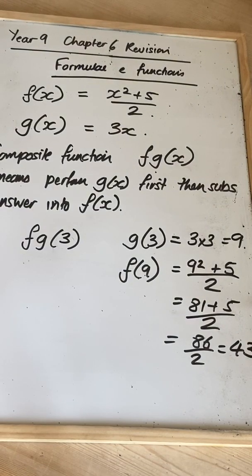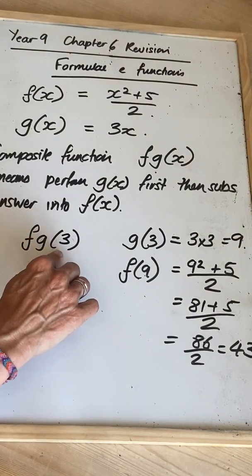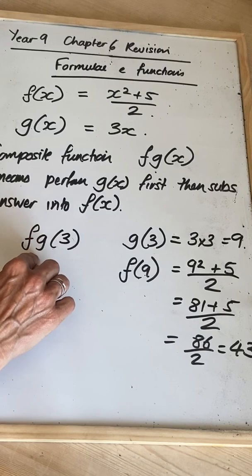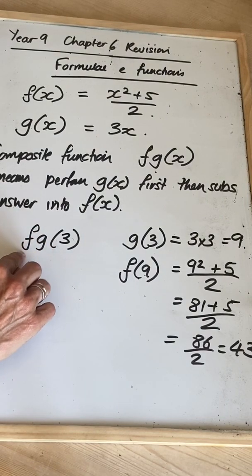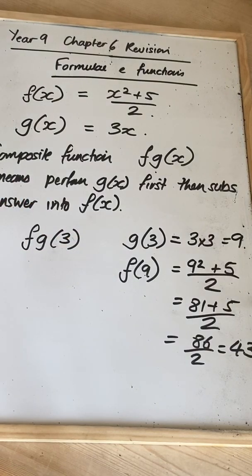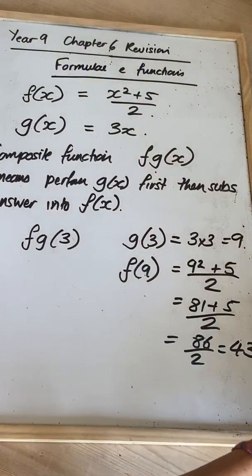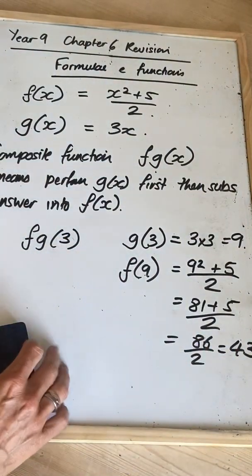Yeah, so that's what a composite function is. You do the function closest to the value first, and then you do the second function. And if there was a third function, you would do that one next. And I think in previous examples I've given, I've done that. Okay, so fg of 3 gave me 43.